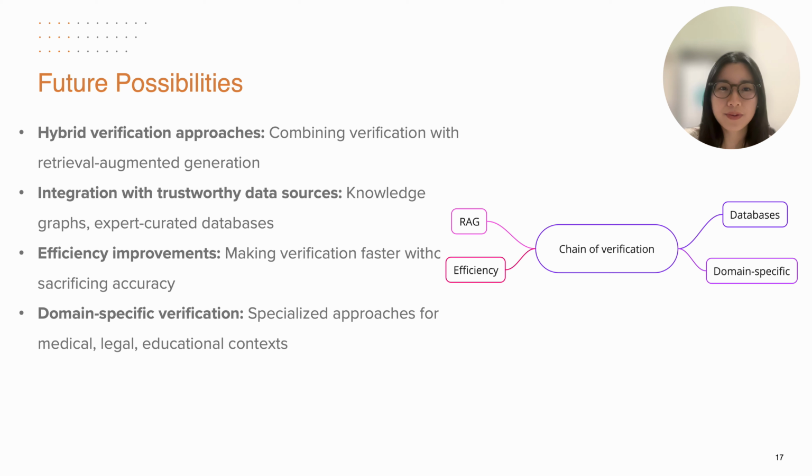Looking ahead, the insights from verification methods like chain of verification open up several interesting directions. We could develop hybrid verification approaches that combine verification with retrieval augmented generation, striking a balance between factual accuracy and broader knowledge access. Future systems might integrate with trustworthy data sources like knowledge graphs or expert-curated databases. We could focus on making verification more efficient without sacrificing accuracy. And we might develop domain-specific verification approaches tailored to fields like medicine, law, or education, where the verification requirements differ substantially.